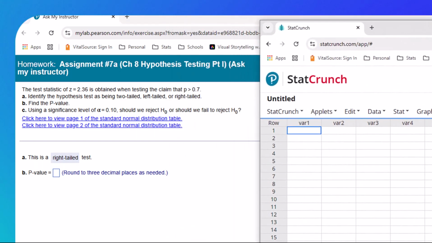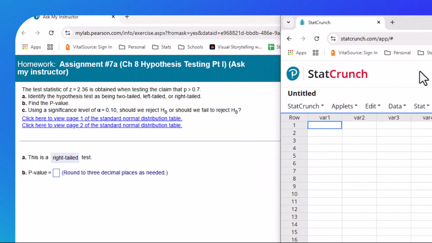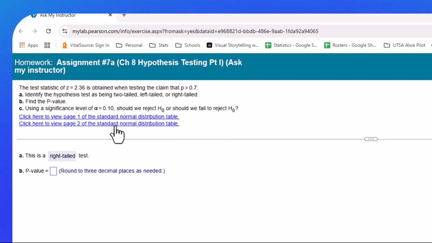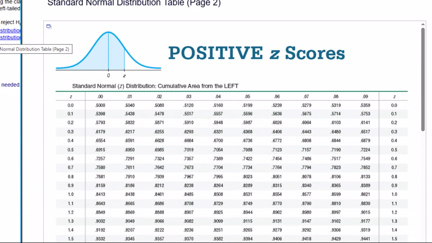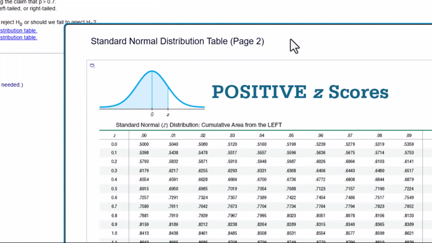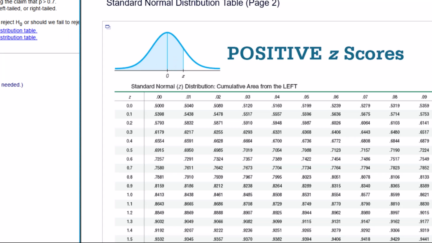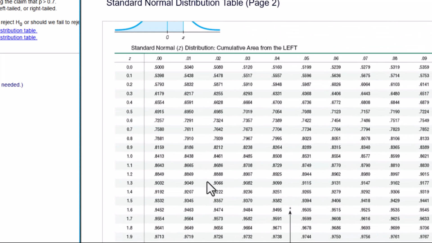Well, I always use StatCrunch, and if it doesn't have that option, bring up StatCrunch, because I really don't like reading the tables. You can read the tables, and I'll show you how to do that as well, but I prefer StatCrunch. Let's go ahead and look at the table first. I'm going to go to table 2, and the only reason why is because I know that a z-value of 2 is greater than 0, so it has to be on this side.